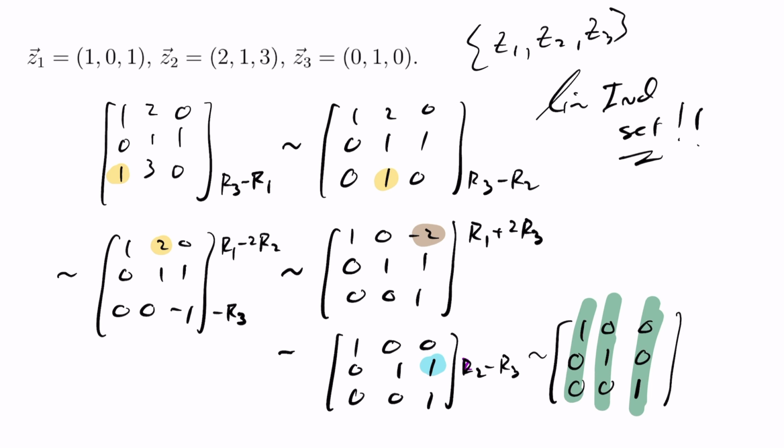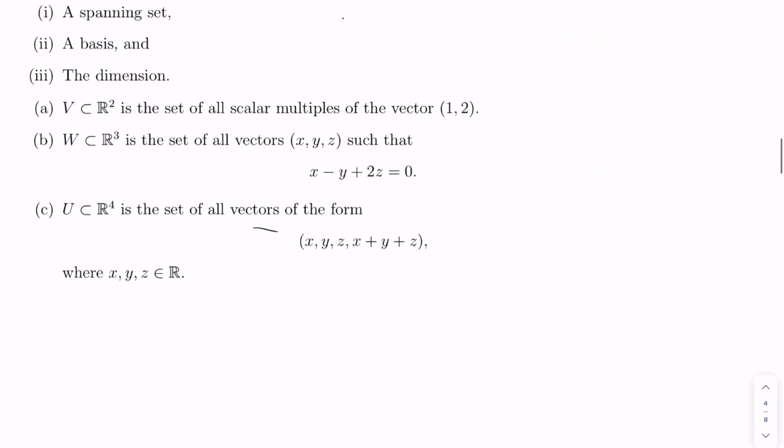All right, let's take a look at some more. So in the next set of questions here, they give you various subspaces, and they want you to determine what is the spanning set, what is the basis, and what is the dimension. So let's take a look at some of these here. We'll start off with question A here.